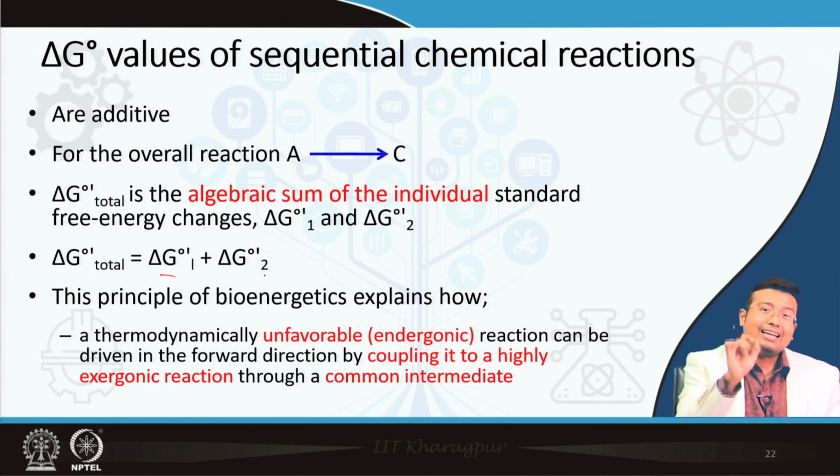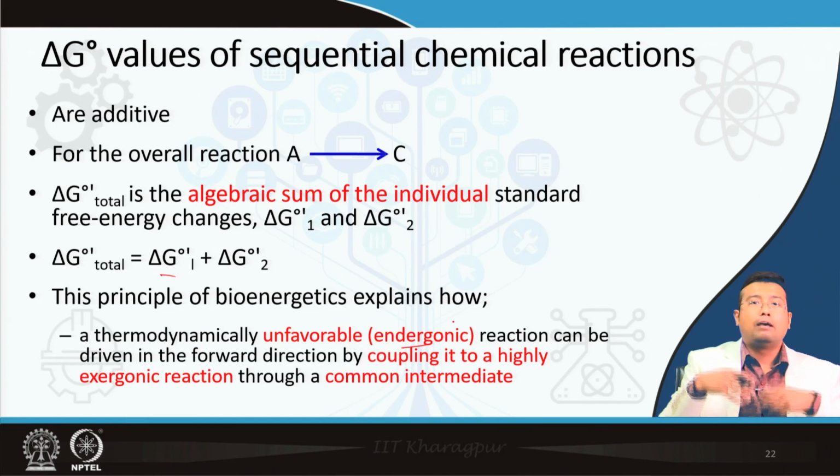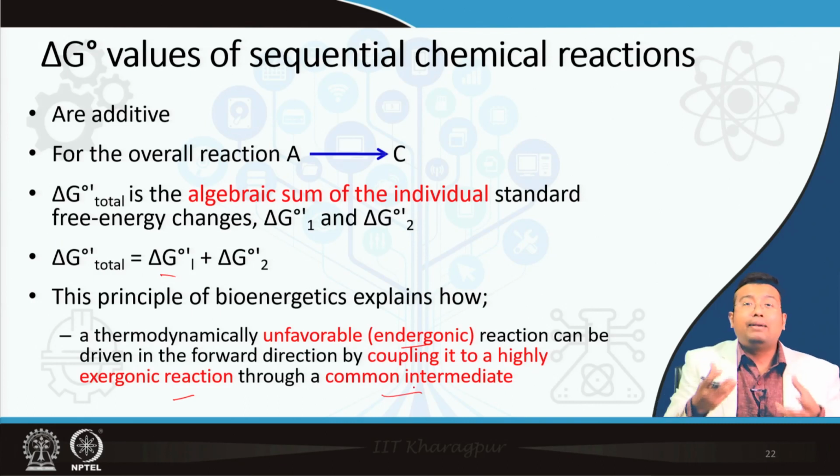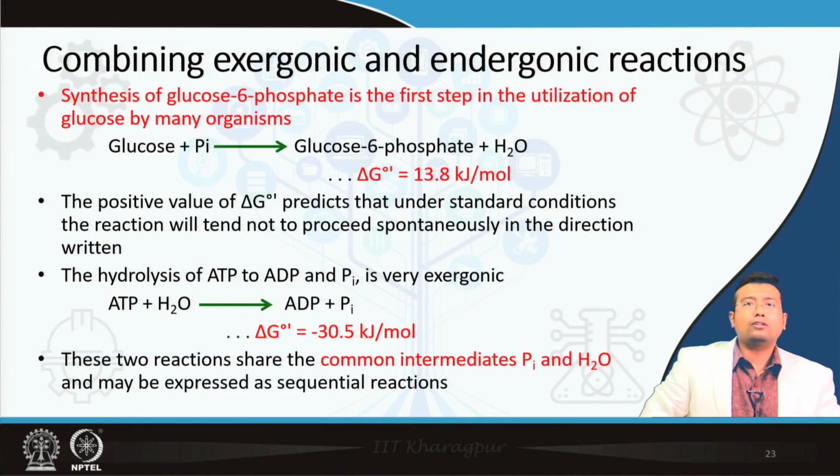This principle is used for the very important concept that is the crux of today's class: a thermodynamically unfavorable or endergonic reaction can be driven forward by coupling it to a highly exergonic reaction through a common intermediate. These are a few key terms: unfavorable, coupling with highly exergonic, and through a common intermediate. So, this is a very classical example.